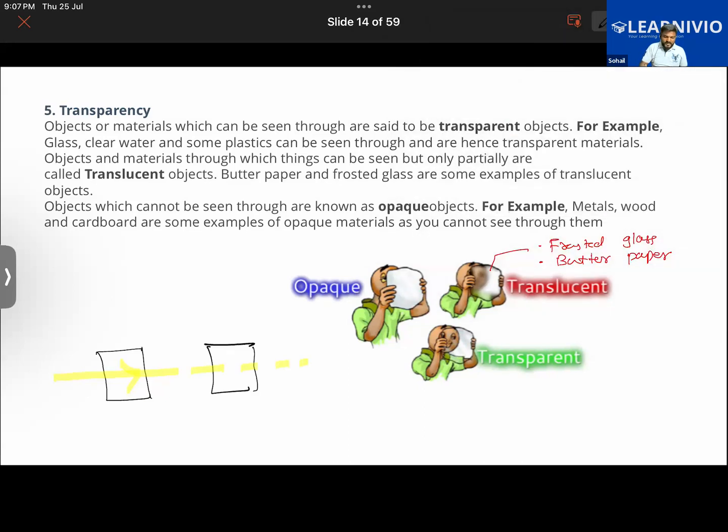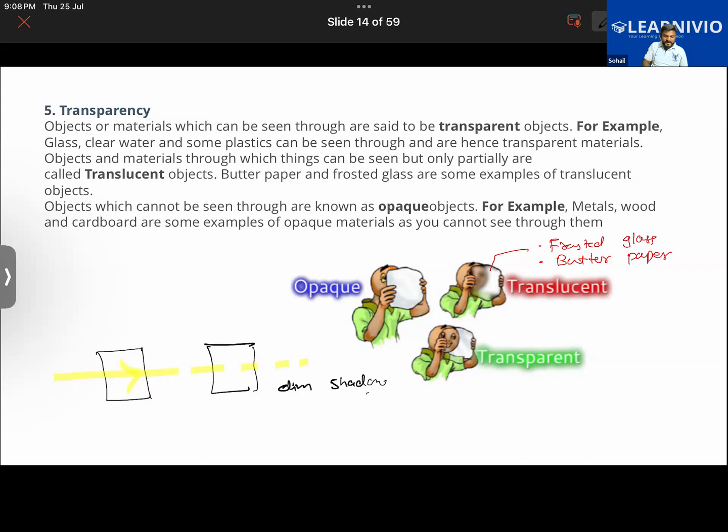Getting it? So we have several examples like butter paper and frosted glass. Milk is also an example. If you have a glass of milk and you light it using a torch from one side, from the other side you can see some amount of light coming. So that can be taken as an example of translucent objects. In some translucent objects, a very dim shadow will be formed in some cases. So a dim shadow is formed.